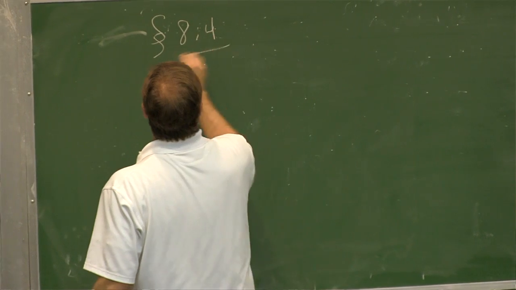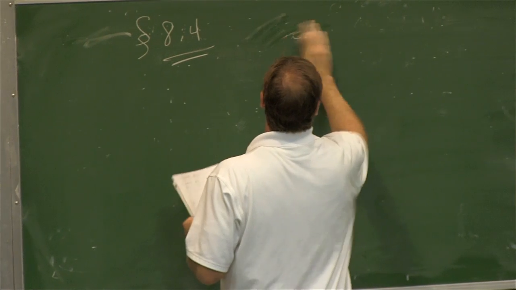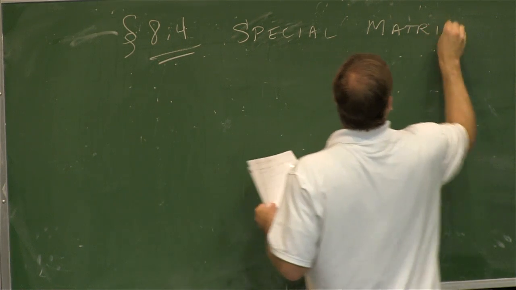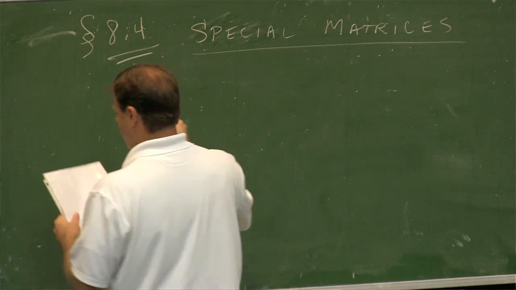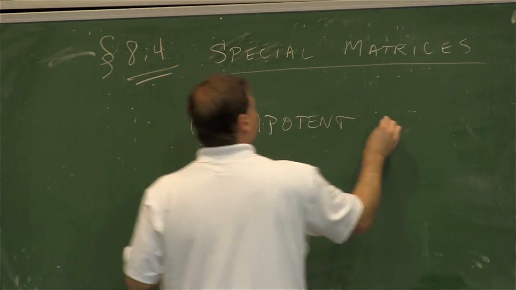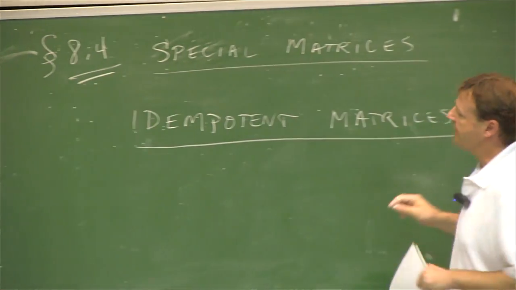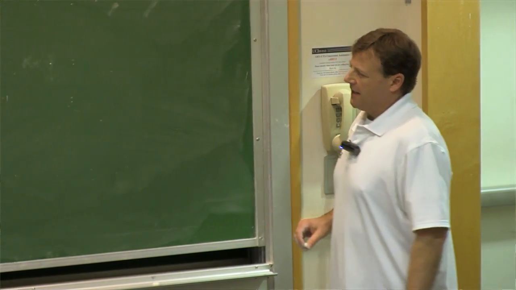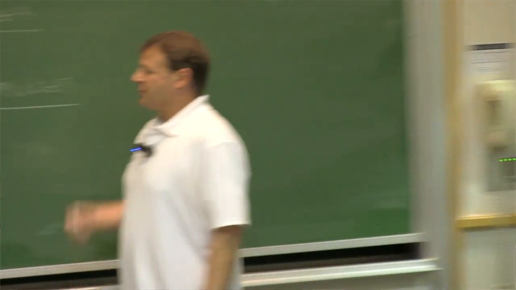This is section 8.4. Section 8.4 is about, well, it's actually special matrices. And there's just one special matrix we want to talk about, and they're called idempotent matrices. Now, I must confess I don't know the word idempotent. I do see potent, and I kind of think of item as idle. It's kind of like impotent, really. So we'll see why.